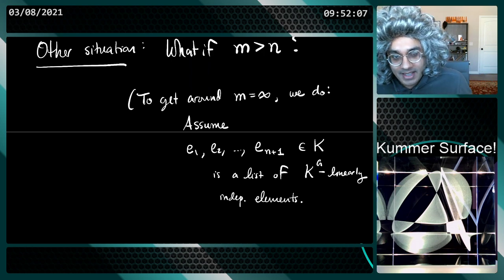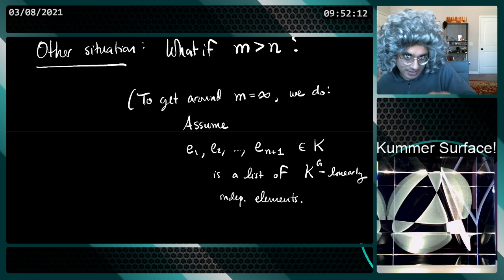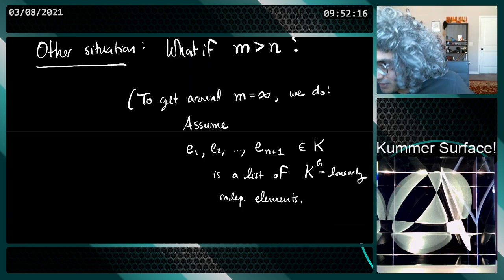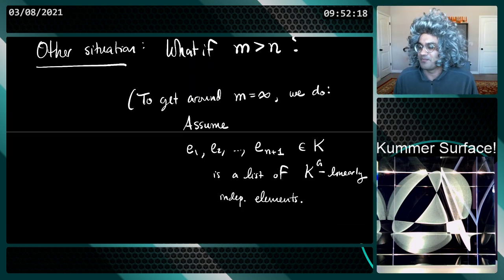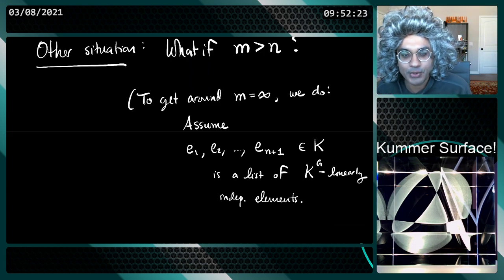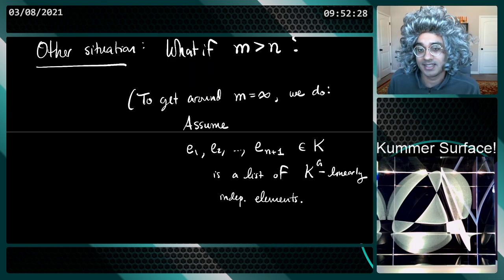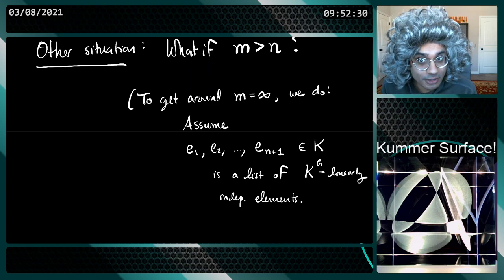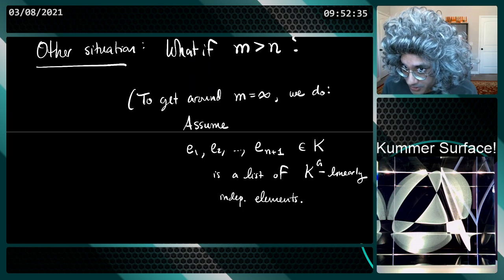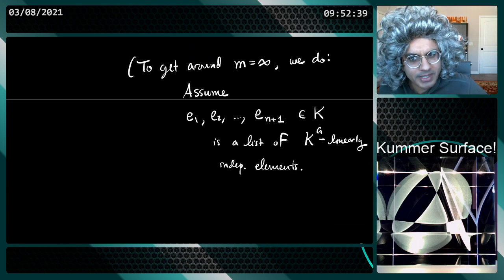If you have that one vector space is bigger dimension than another, then you can find an appropriate large number of independent elements. That's what we're using. And so we assume we have this list of independent elements in K, and the list is a little too long this time. Last time the list was a little too short. But now you write down the following grid.